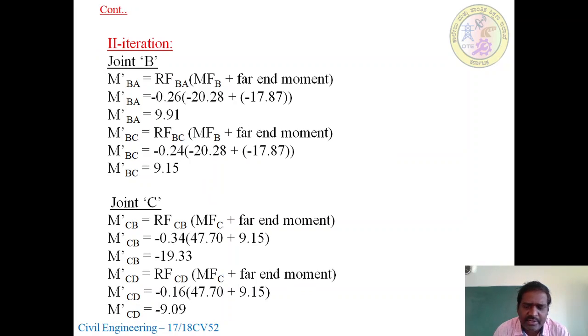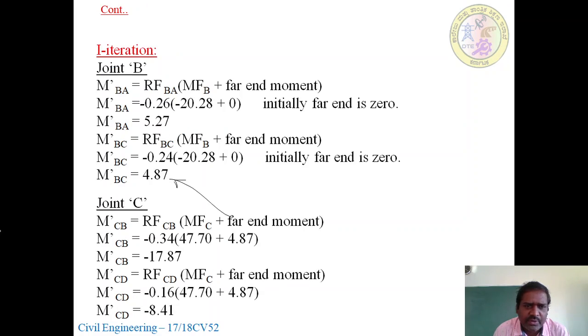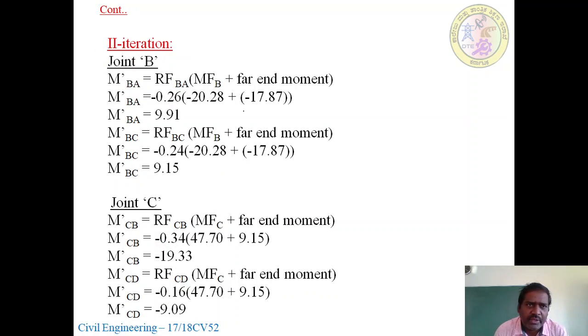Come to the second iteration, the same values, only the far end value will be changed. So here, see here, M dash CB is the far end of joint B, M dash CB. So what is the value here? 17.87. So this will be the far end of the joint B as well as joint C.